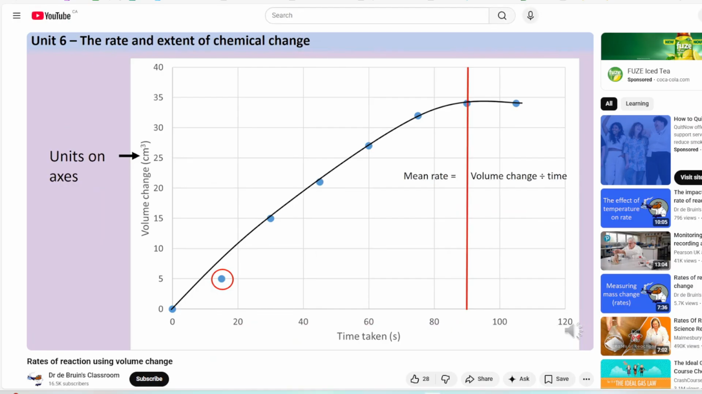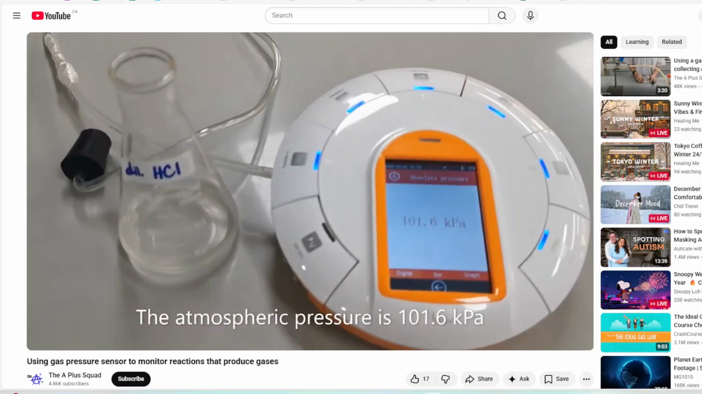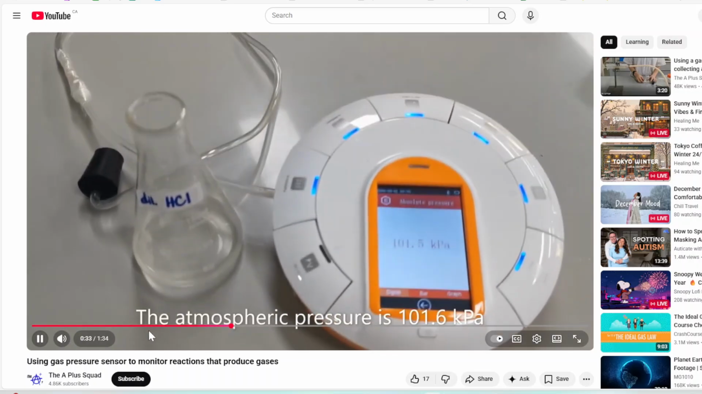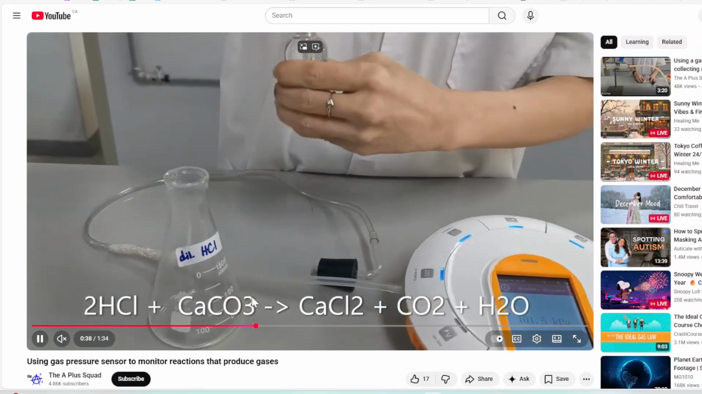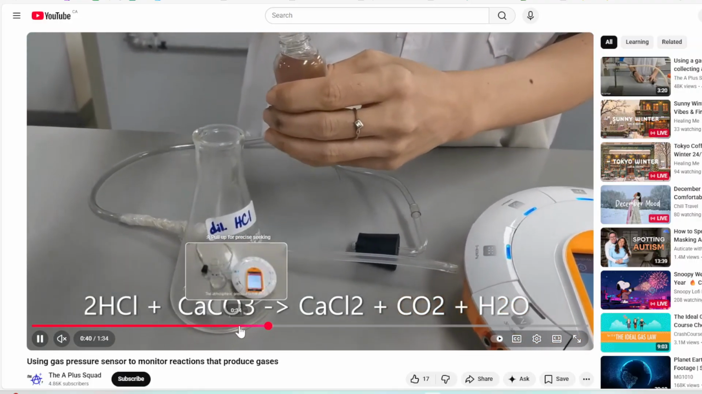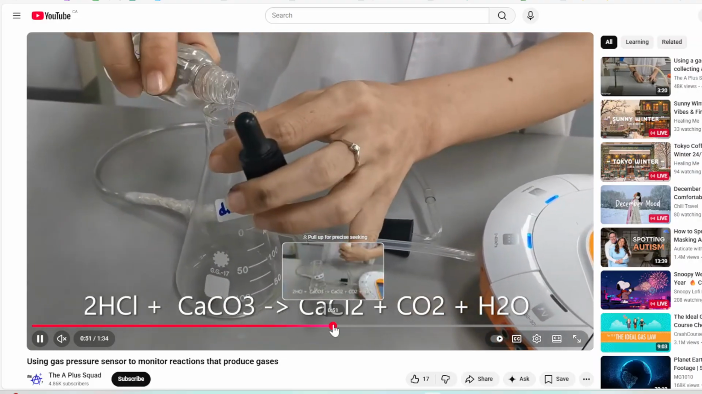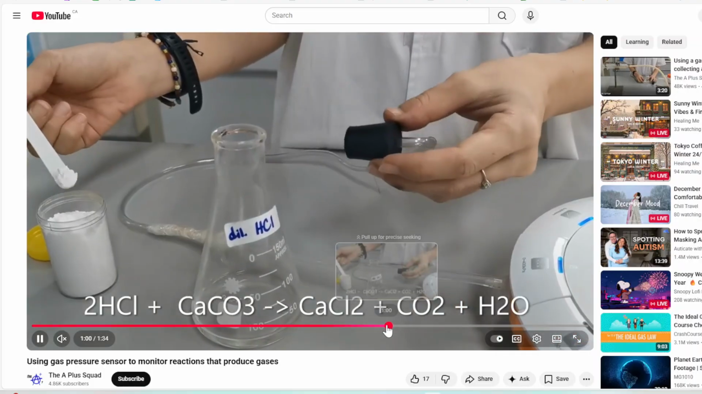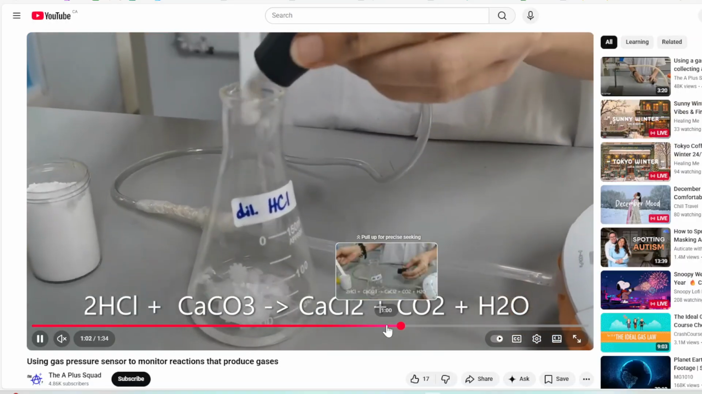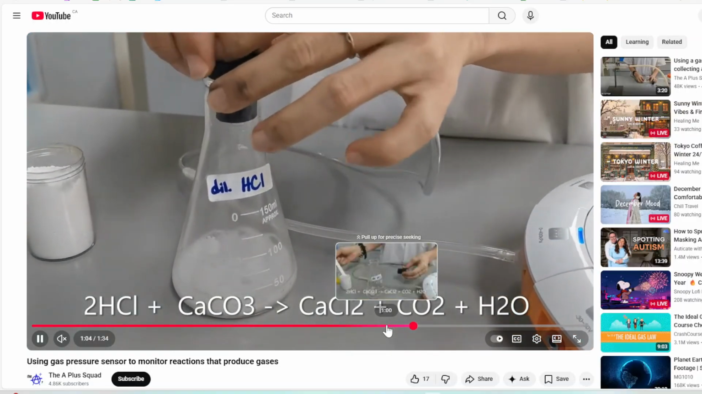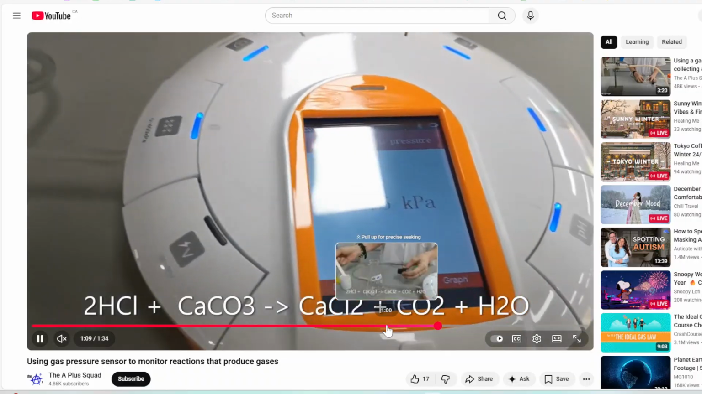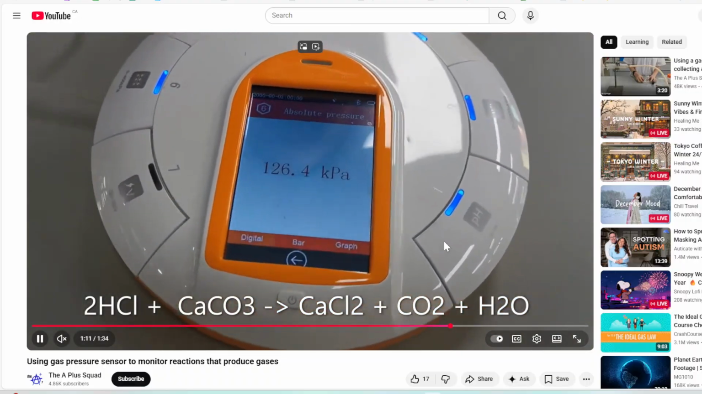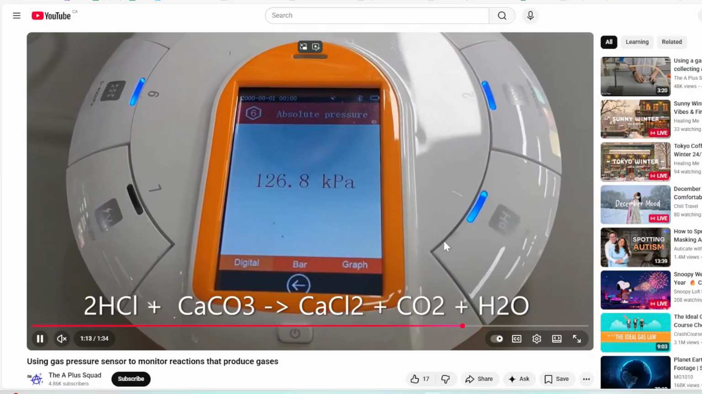And then this next one is just using a gas pressure sensor. So I'm actually going to turn the volume off. I'm just going to hit play on this one and just fast forward so that you can see. So what's happening here is that they are just adding calcium carbonate to hydrochloric acid. Same idea, they put the bung on, and then the difference is that instead of using the volume of gas to displace water, they've got this fancy pressure sensor where they can literally just get readouts for the change in pressure over time, which is really cool.